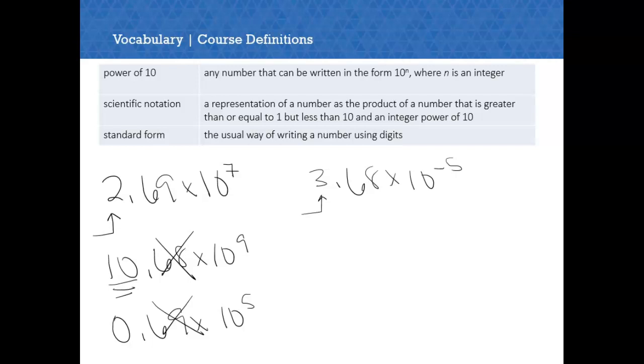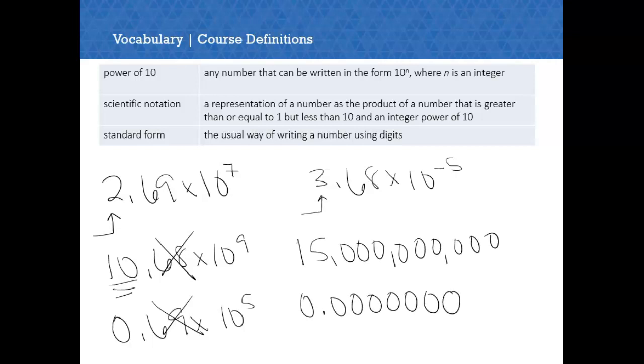So that's scientific notation. Standard form is just the regular way we've always been writing numbers. And so we'll find really big numbers today or really small numbers. These are in standard form, and we'll work to put these in scientific notation.